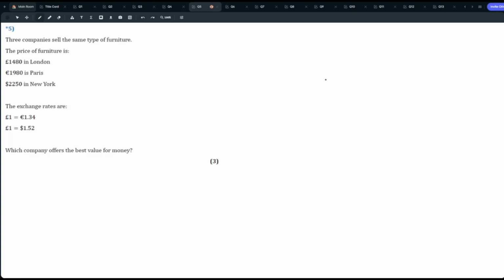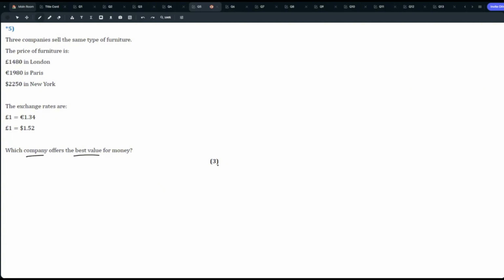Okay, so this is an exchange rates question. 3 companies sell the same type of furniture. The price of furniture is what we can see, the prices here. This is in London, Paris, and New York, and then we give it some exchange rates. Which company offers the best value?